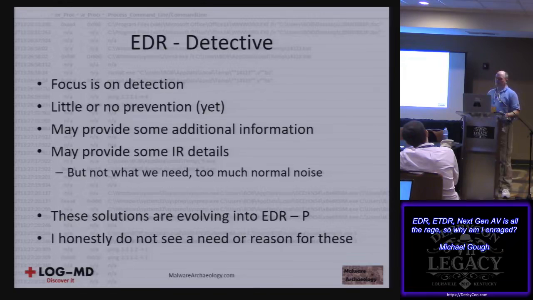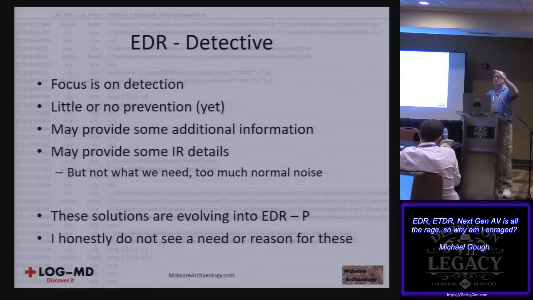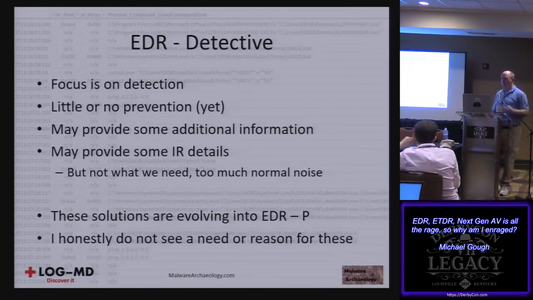Detective solutions focus on detection, with little or no prevention yet. Okay, they're generally moving that way. They may provide you some additional information. The console has all kinds of data in there. Again, a lot of it is normal noise. This is what drove me crazy about a lot of these solutions: they did almost nothing to reduce the noise in the console. But Tyler and I can tell you, the first thing we do in IR and malware analysis is get rid of the normal noise, so you can try to make those things that are abnormal show up. And if I have a console with 1,000 or 2,000 or 10,000 endpoints and all that normal noise unfiltered, it's unusable, in my opinion. That is something we found that we did not like about these solutions.